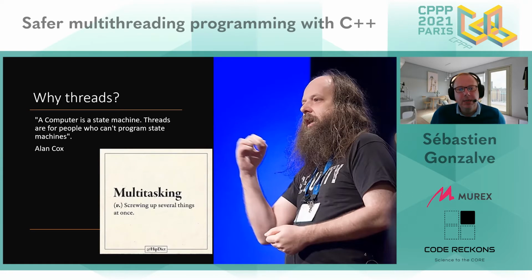But mainly, it was a time when machines did not really have multiple cores, and having threads was just scheduling between tasks on the same core in the end. So there was no real parallelism on those machines. So yes, looking at state machines was already a good idea. Here is another quote stating that multitasking is screwing up everything at once, and it may end up like this.